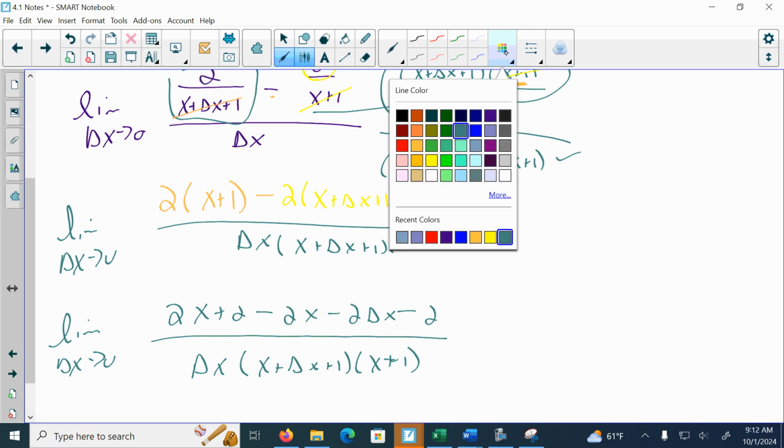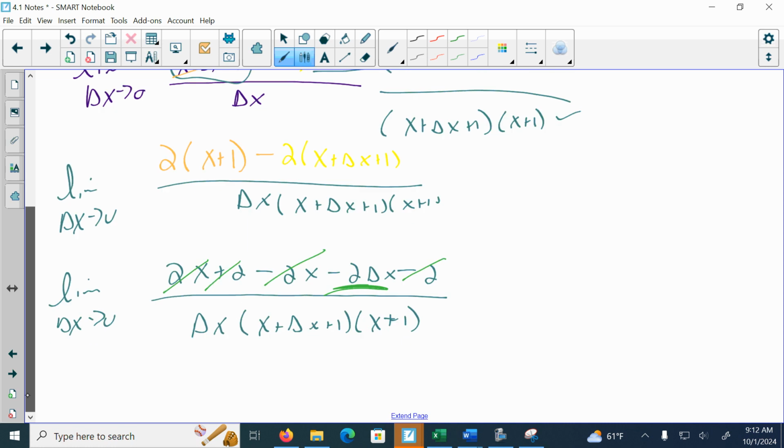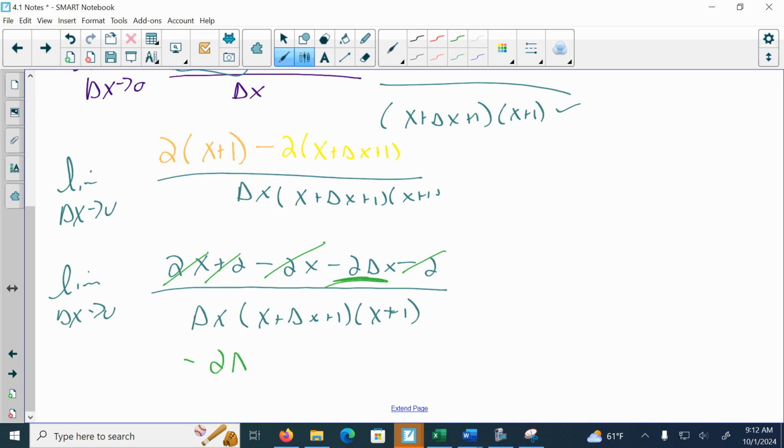So here in the numerator, the 2x and the negative 2x are opposites. 2 and negative 2 are opposites. So I'm left with this negative 2 delta x. Negative 2 delta x over delta x times this, and I'm still taking the limit as delta x approaches 0.